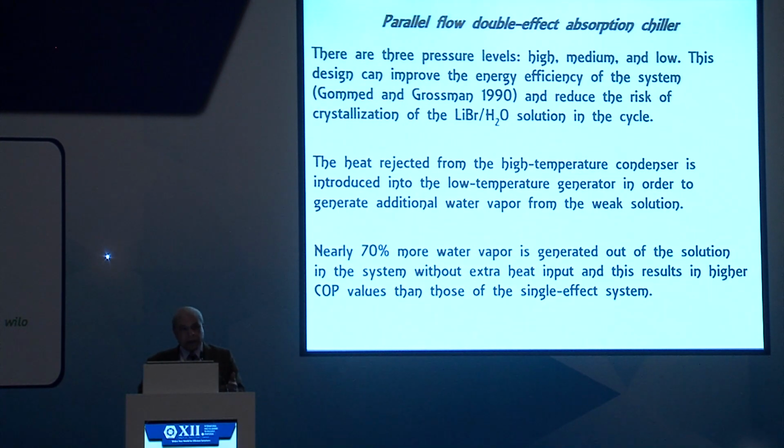Crystallization would be more likely at lower temperatures and at higher concentrations. So if the concentration is high, you have more likelihood of crystallization. If the temperature is low, you have more likelihood of crystallization. If you have both of them, you have a very high likelihood of crystallization. The heat rejected from the high temperature condenser is introduced into the low temperature generator to generate additional water vapor from the weak solution. In other words, milk the cow more. And nearly 70% more water vapor is generated without extra heat input, and that of course results in higher efficiency or higher COP.